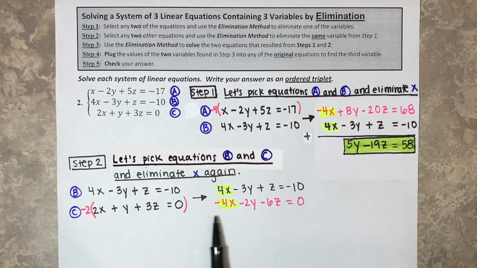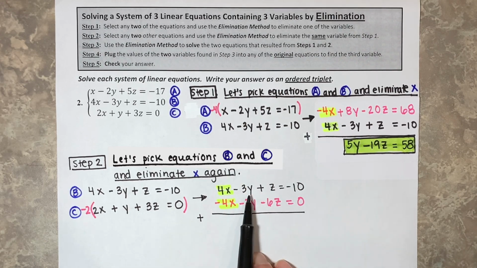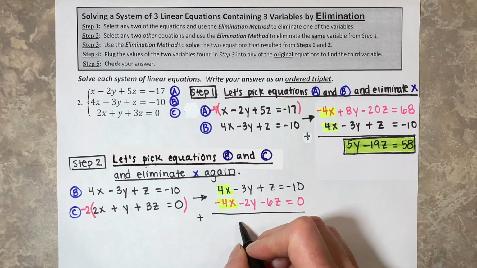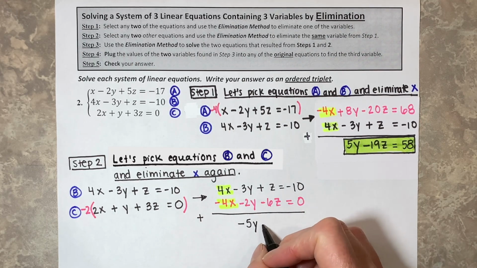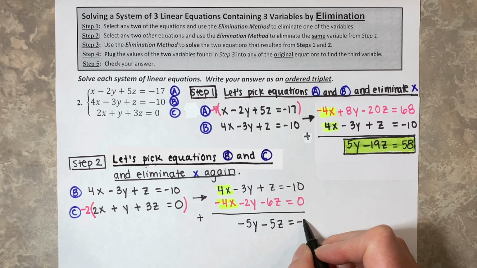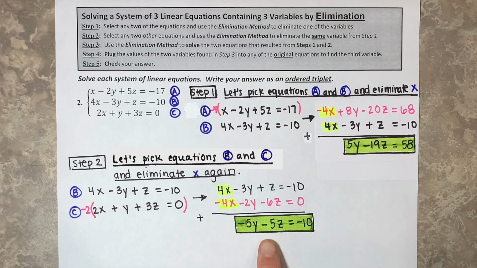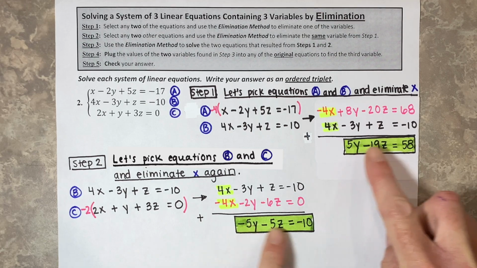Now let's go ahead and add these two equations together to eliminate these x's. These x's will cancel to give us 0. Negative 3y plus negative 2y will give us negative 5y. Z plus negative 6z will give us negative 5z, and negative 10 plus 0 will give us negative 10. And I went ahead and boxed and highlighted this because we're going to need this equation in step 3. Notice that we now have two equations, and both of those equations involve the same two variables, y and z.